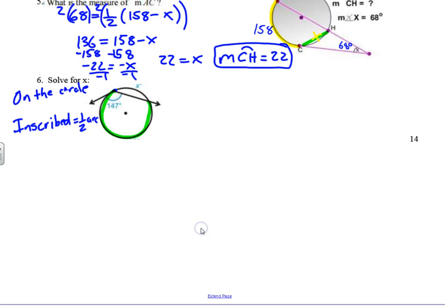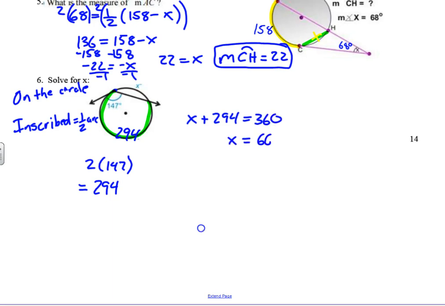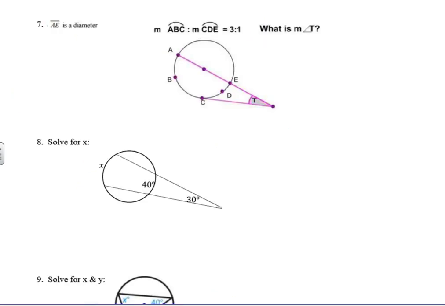So if we're going from the angle to the arc, we're going to double it. So 2 times 147 would be 294. So 294 is this arc. Now we know all the way around the circle is 360. So X plus 294 equals 360. And so that would be 66 degrees, the remaining arc that we have up here. Keeping these little things that we know in mind.